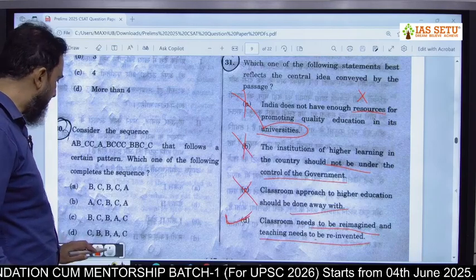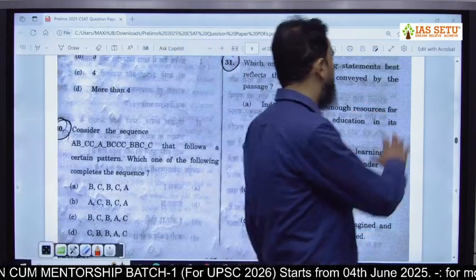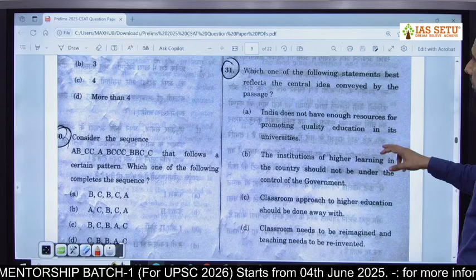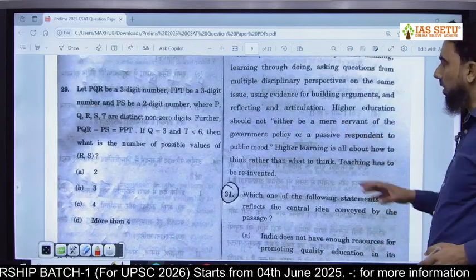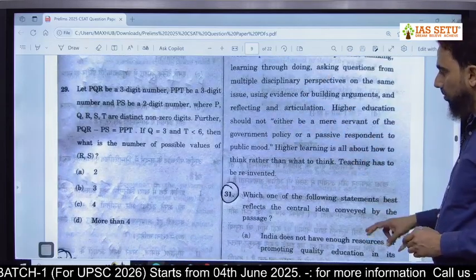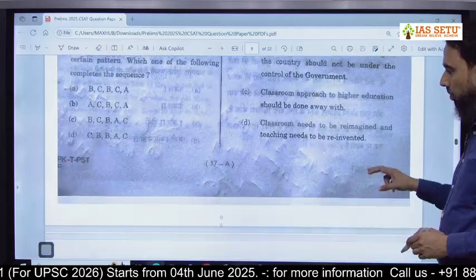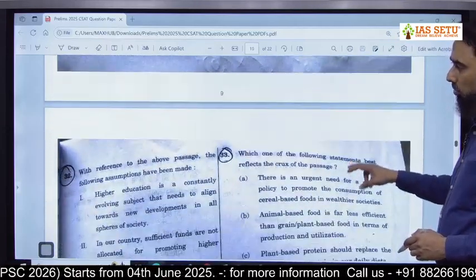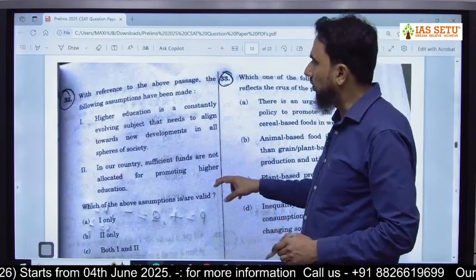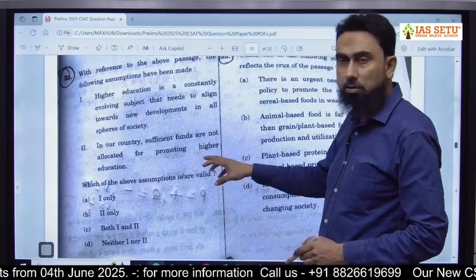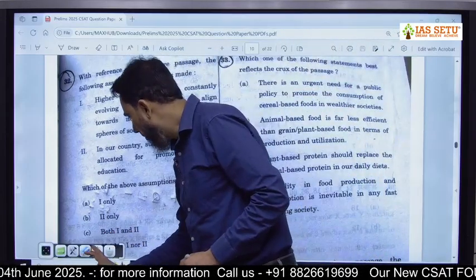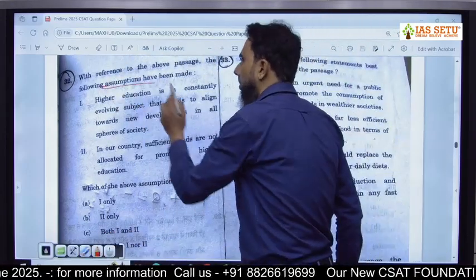Classroom needs to be reimagined. It means that the passive approach, as discussed here, should not be there, but a critical thinking based, independent thinking based approach should be adopted. So D is the correct answer for question 31. Now, as per the pattern, the second question is assumption.